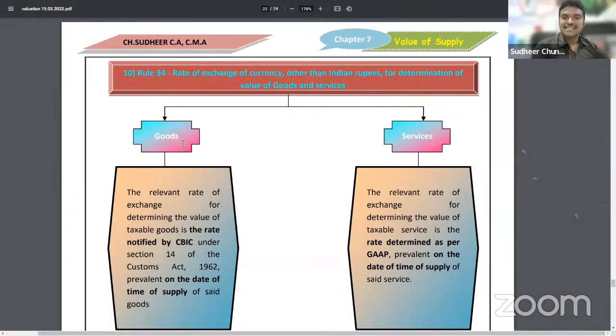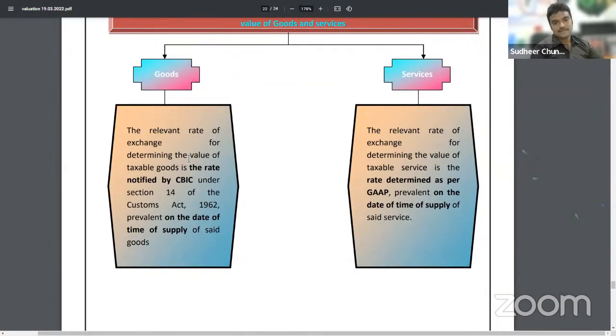First, sir, if an invoice is raised in foreign currency, how do we convert it into Indian rupees? In case of goods, the CBIC rate under the Customs Act applies; for every fortnight they give one rate, and using that rate you convert. In case of services, generally accepted accounting principles apply. That means whatever we follow in our books of account. We take the SBI rate, sir, so using the SBI rate, you convert.